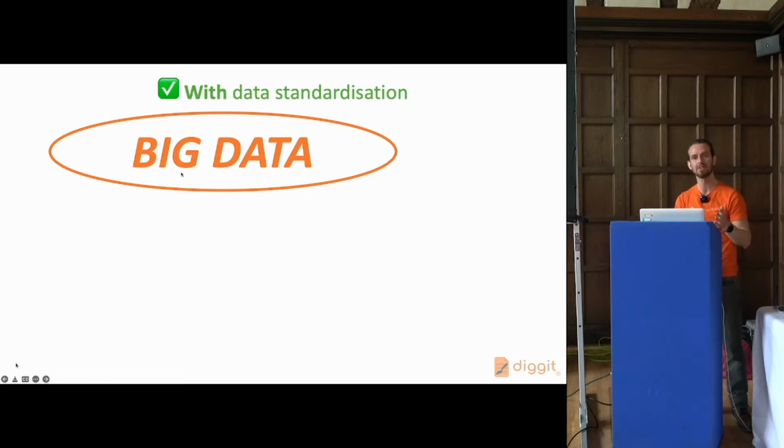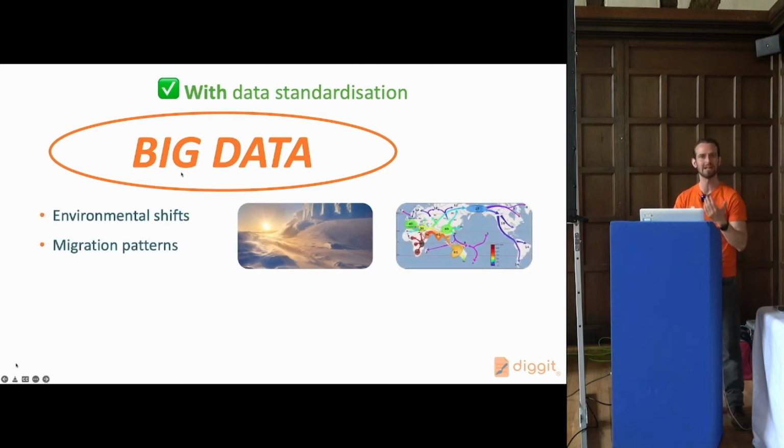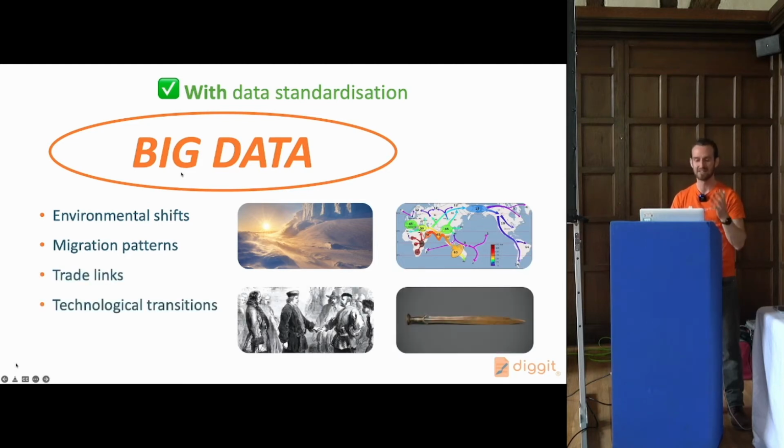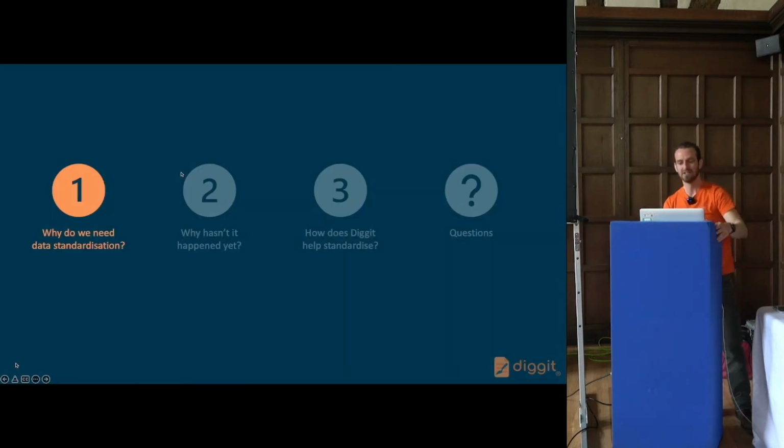And speaking of discoveries, big data can help us better identify and track large-scale archaeological phenomena, and also trends, such as changing environmental circumstances, population migrations, the growth and flow of trade, and the evolution of technologies and fashions. In fact, there's so much more that we have yet to learn or even know we need to learn because we haven't got the big data there available and it's not standardized. So there are loads of reasons why we'd all benefit from data standardization.